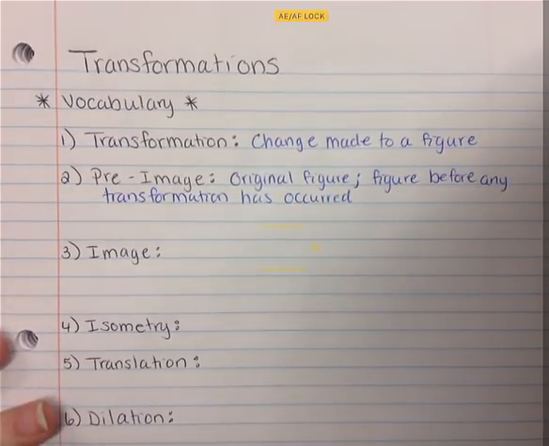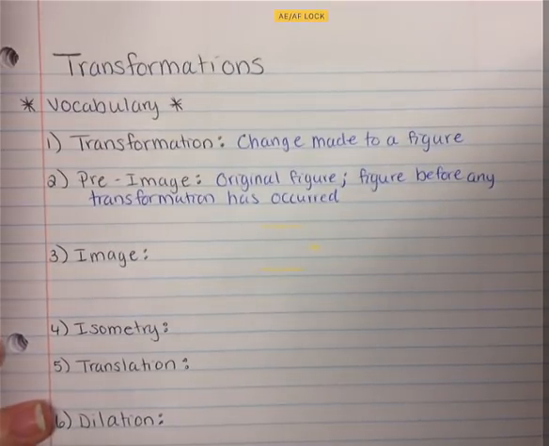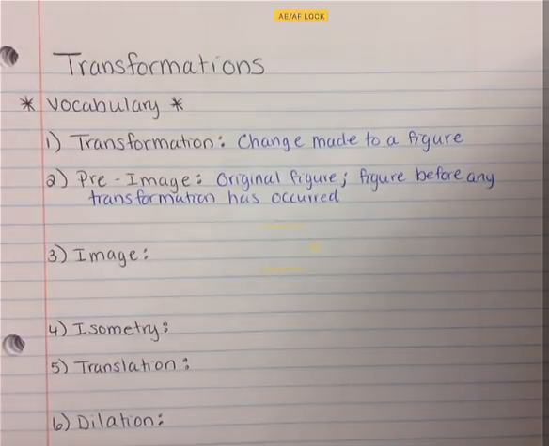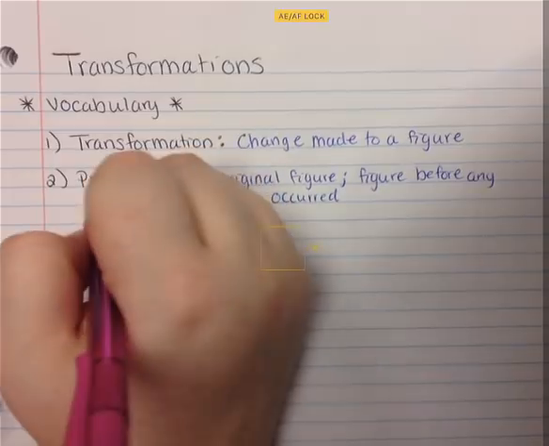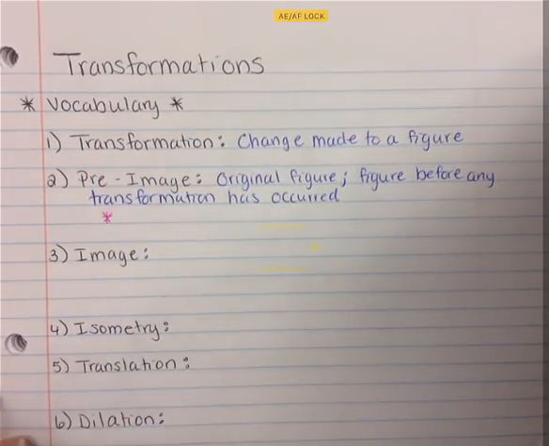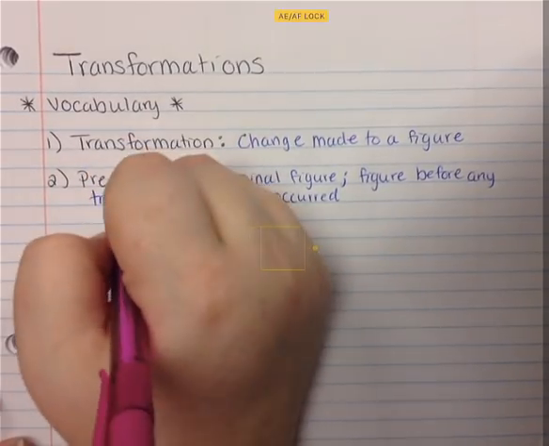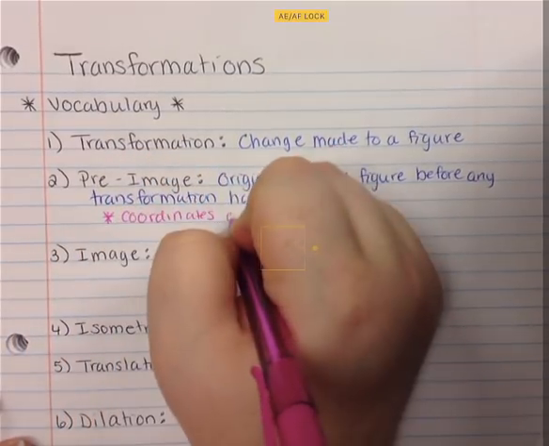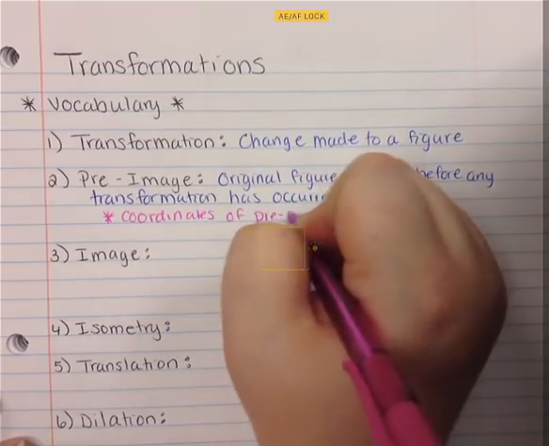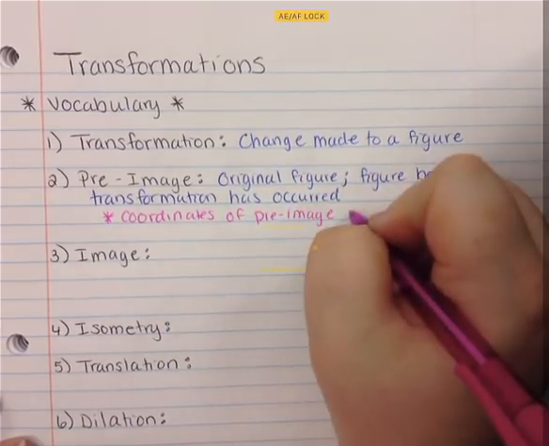Now the thing about the pre-image is we're going to be dealing with figures, so we like to use triangles and rectangles and any type of figure that we can actually transform on a coordinate plane. So we're going to be having coordinates. Well, the pre-image coordinates are actually the domain. So if you remember back to functions, function notation, you have domain and range. So our coordinates of the pre-image are the domain.